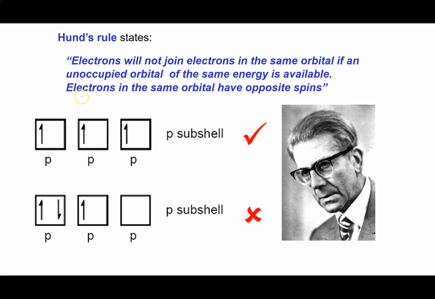Now something to keep in mind is this last bit here. It says electrons that do go into the same orbital have opposite spins. So if I was to put a 4th electron into this p subshell, I would go back and put it in with the spin down. A 5th one, spin down. A 6th one, spin down. By convention, the first electron goes in spin up, and then the second one, if we do add a second one, goes in spin down.